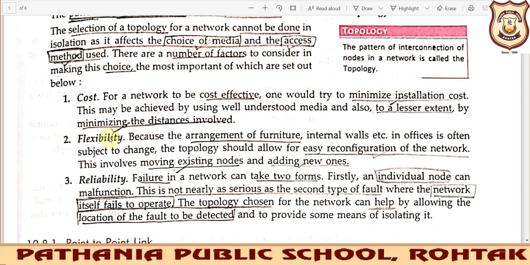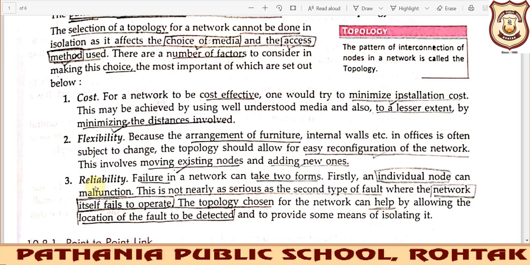Next is flexibility. As we sometimes need to move the furniture in the room, similarly we sometimes need to shift or reposition the computers, or add new computers in the network. So the flexibility of the network is very important, and it must be taken care of before we select the topology. Next is reliability.